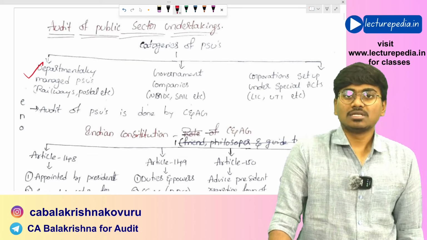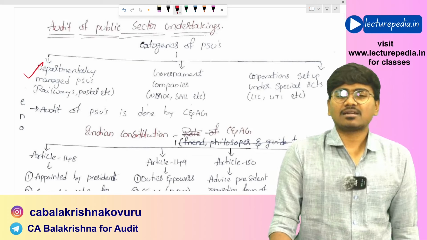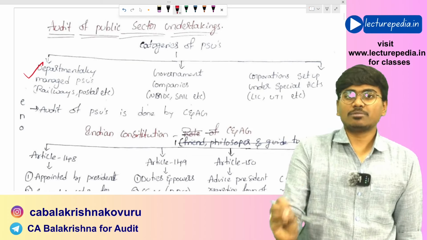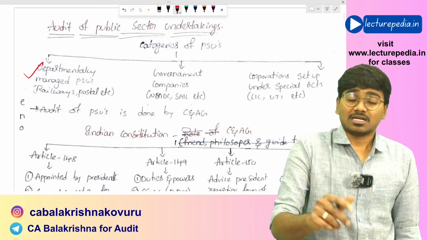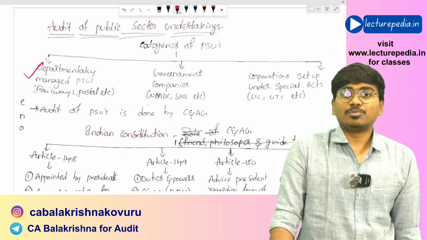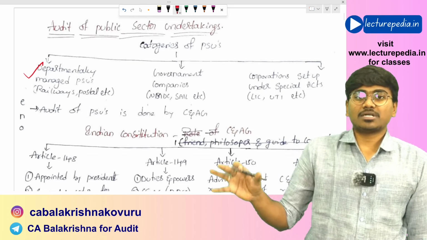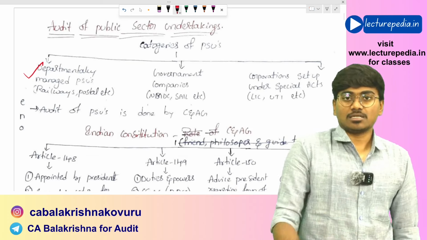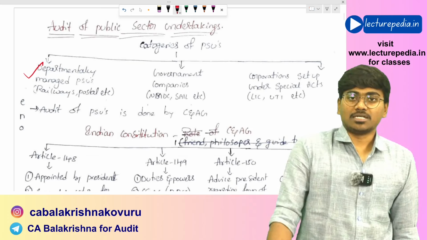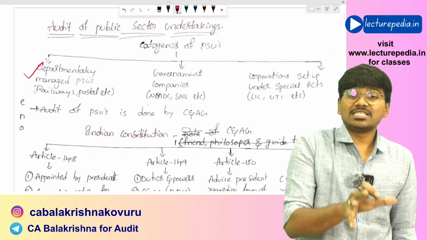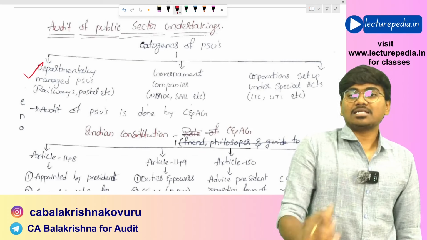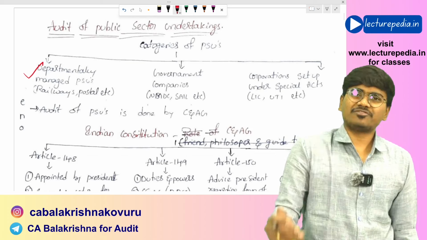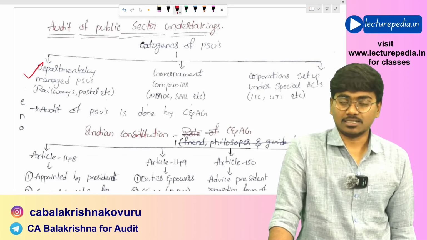Best example, railways. In India, railway business is conducted only by the government. Now, this entire railway is being managed by a particular department, the railway department. In the same way, for postal, there is a postal department. So, these are departmentally managed undertakings. That is the first type of public sector undertaking.